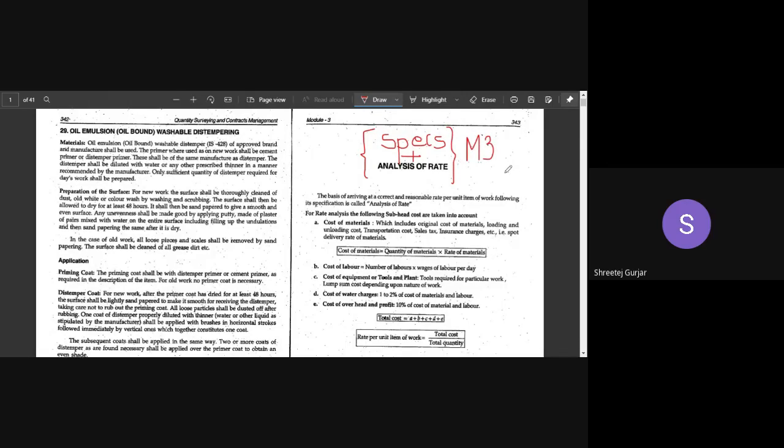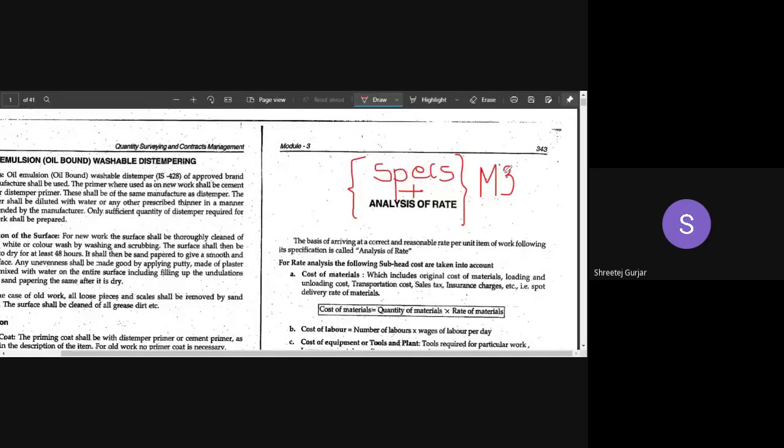Okay, so with this, I think we have covered 10 classes for module number 3. We have done proper justice with this particular module, and we have covered it in detail. So I hope you have understood, and you have learned many new things, many items of works, how calculation is done, and how they have to be executed in the field. So this particular module is very important if you want to practice in the field. You have to be thorough with specification, that is, how the work has to be carried out in the field, very important, and how you have to analyze the particular rate of every item of work.